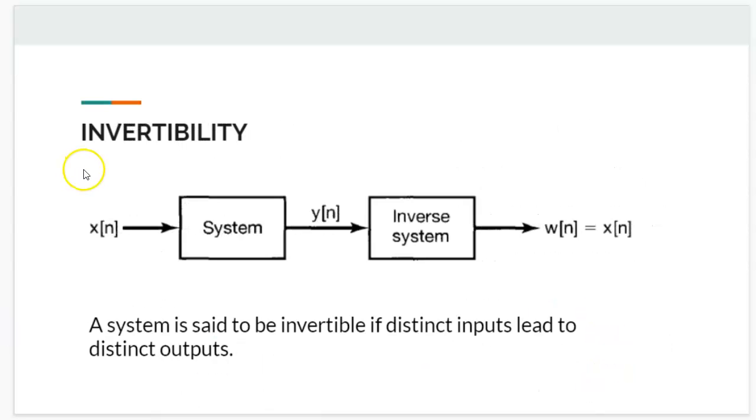And then we go to invertibility of a system. This property corresponds to being able to guess the input function just by looking at the output function, in plain terms. Mathematically, distinct inputs should lead to distinct outputs, and you should have an inverse system capable of converting this y of n back to x of n, the original form. That is called invertibility.